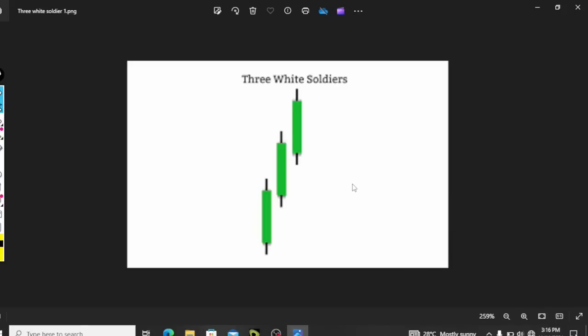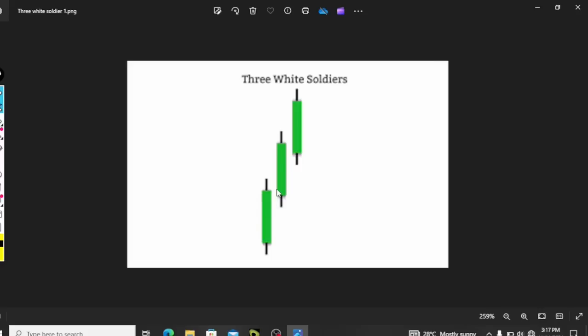The next candlestick pattern we are going to discuss is three white soldiers. Three white soldiers and three black crows. That is the last candlestick pattern we're going to discuss. But we are going to start with three white soldiers. So three white soldiers is composed of three green candles. Three bullish candles is what we call the three white soldiers.